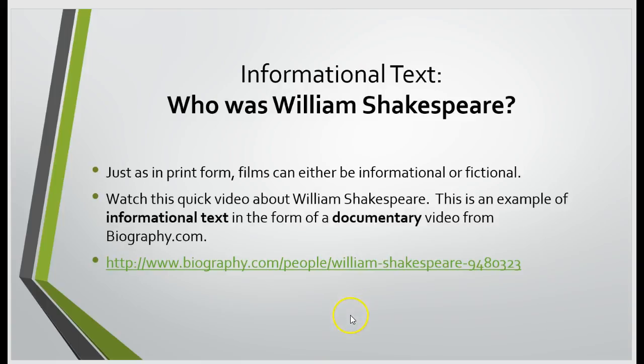So here's something else to consider. Does it have to be in print, or can informational text take a different form? Just as in print form, films can either be informational or they can be for entertainment or fictional. So we're going to stop and watch a quick video about William Shakespeare. This is an example of informational text in the form of a documentary from biography.com. So we're going to take a moment to watch this and see what informational text looks like in film form.